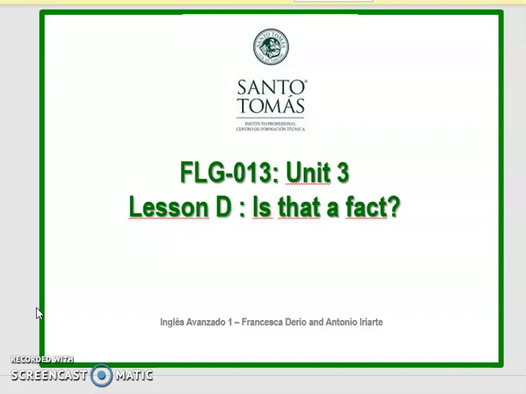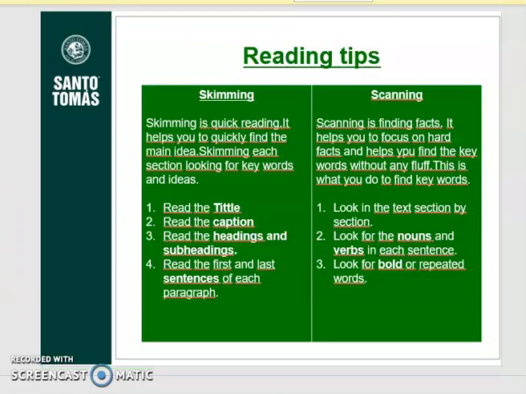In today's lesson, we're going to be focusing on some things that we have checked throughout the unit thus far, throughout the semester. That has to do with some reading techniques. To be more precise, if you remember, skimming and scanning. All right, I'm just going to read this for you just to be very clear.